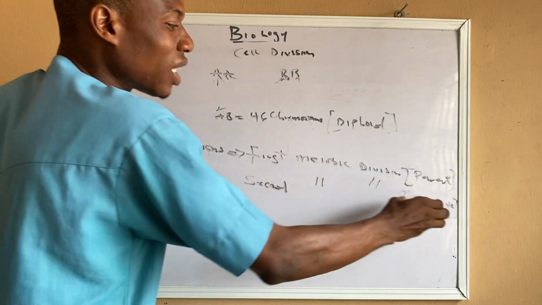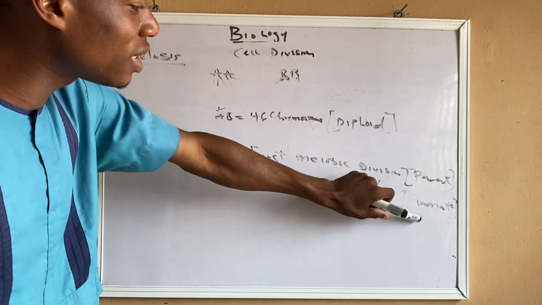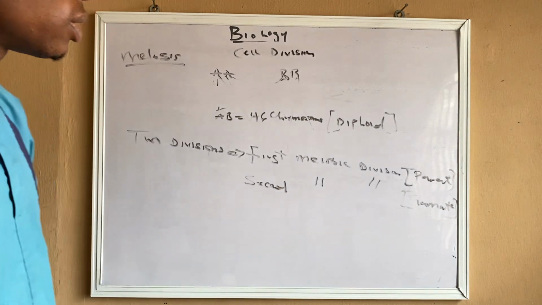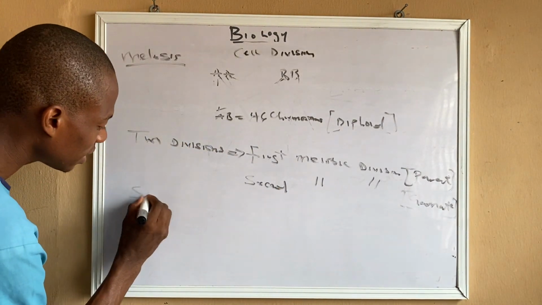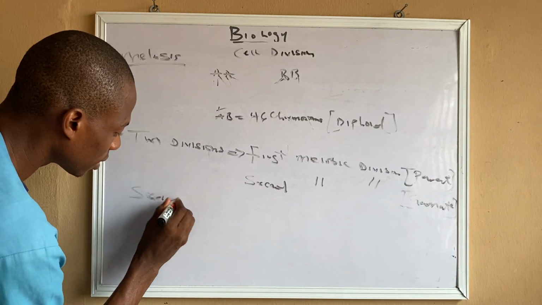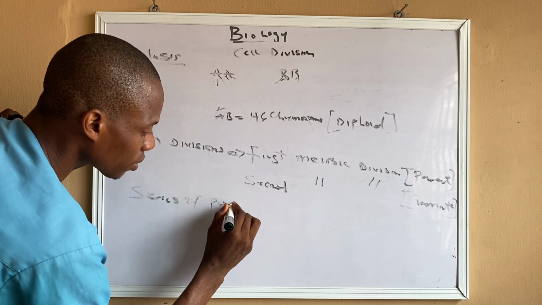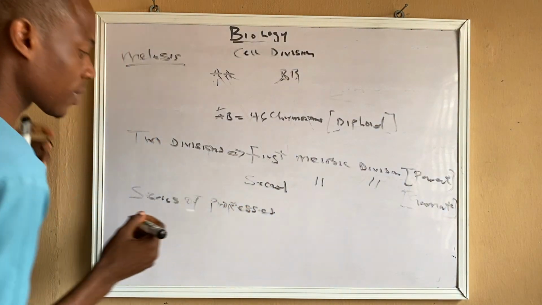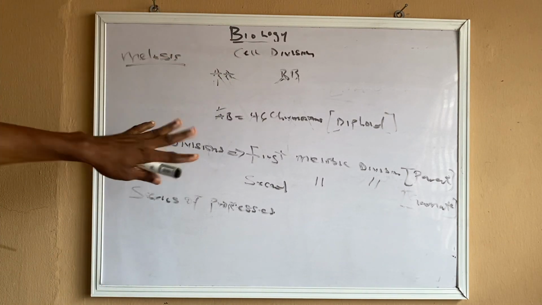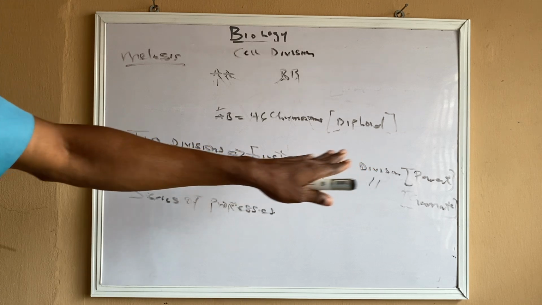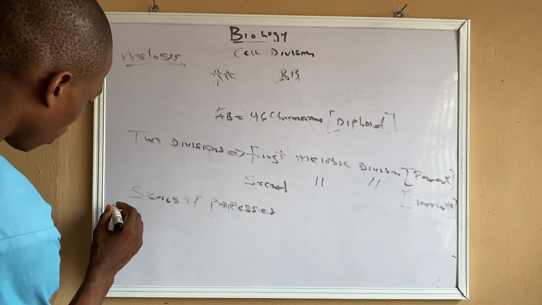The second division is now taking place in that gamete itself. And that's the reason why, aside from the division, they have this series of processes. Yes, they have a series of processes. In meiosis, they have a series of processes. When the division is actually occurring, along the way, the process goes from one to the next.